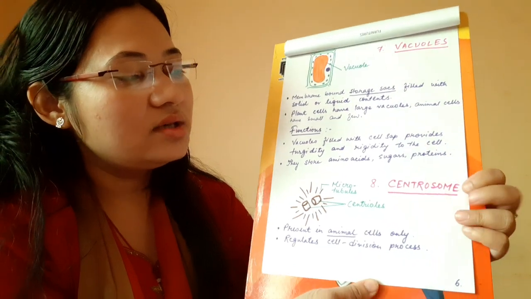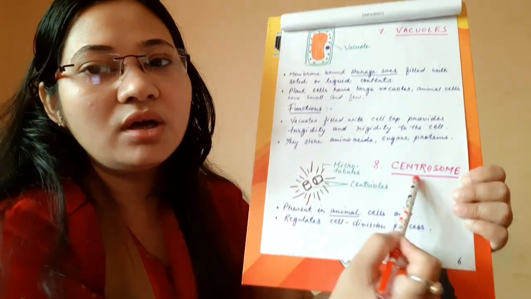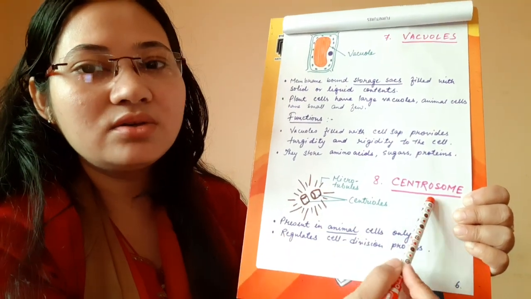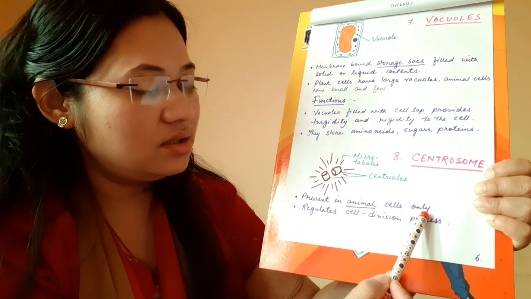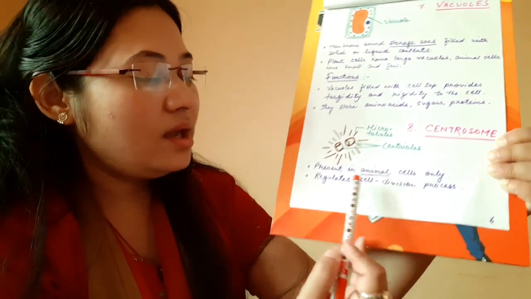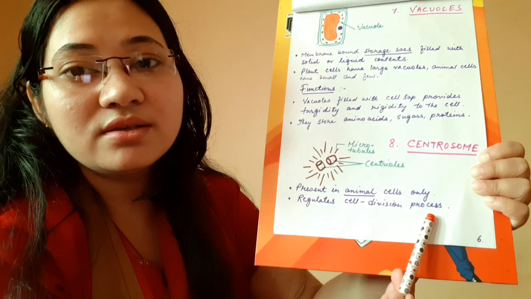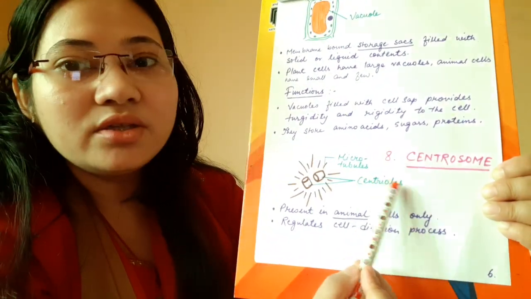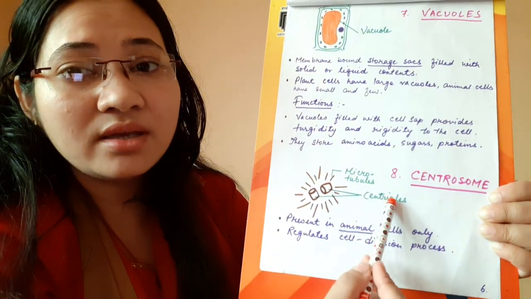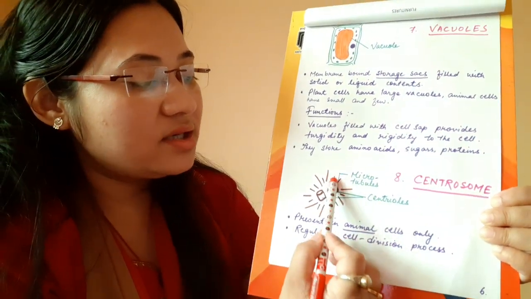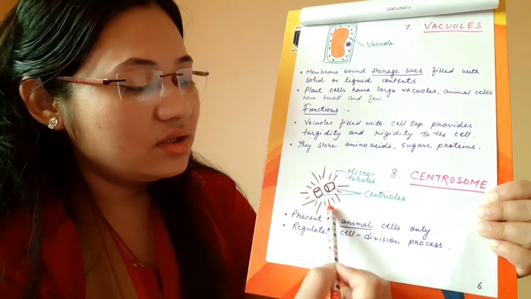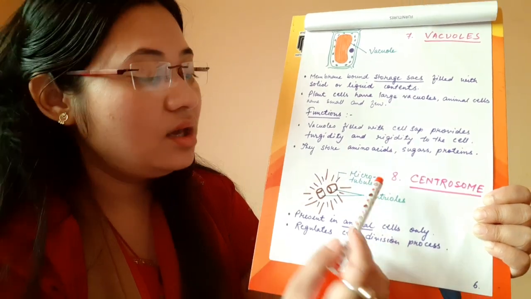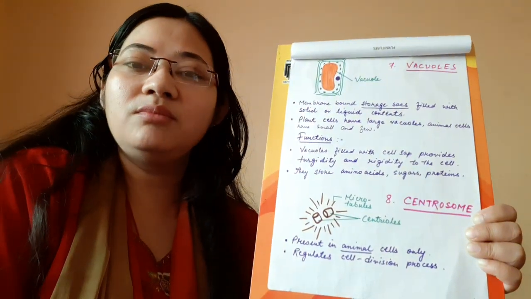Now the next one, centrosomes. This is not given in our NCERT book, but still you should know there is another cell organelle known as centrosome, which is present only in animal cells. Present in animal cells only, they regulate the cell division process. So they help in cell division. They are made up of rod-shaped structures called centrioles, and some aster, star-like or spindle fiber-like structures called microtubules. So they help in cell division in animal cells.